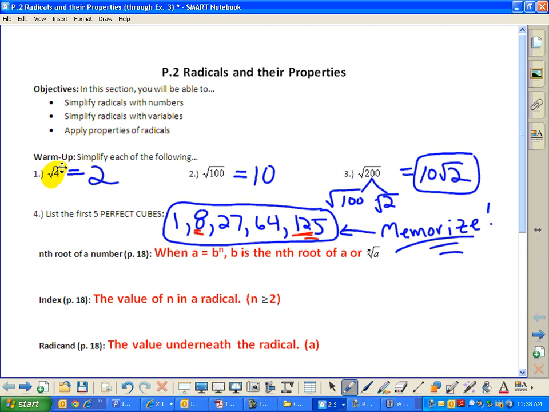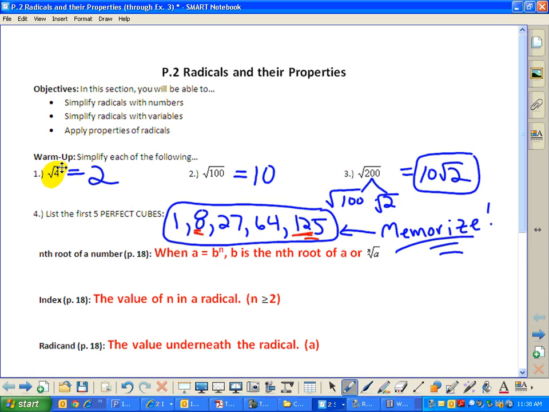125. You should bank on memorizing these 5 numbers. They're just like your first 20 perfect squares that you had to memorize from back in the day. So these numbers here you should be able to produce pretty quickly from memory as well. Now you folks went through the vocabulary already. Anybody have any questions about those words?